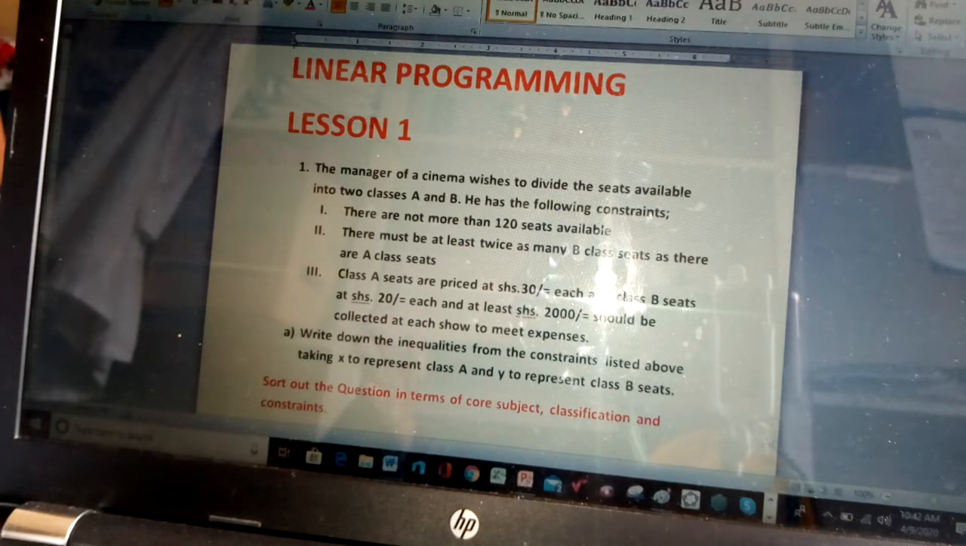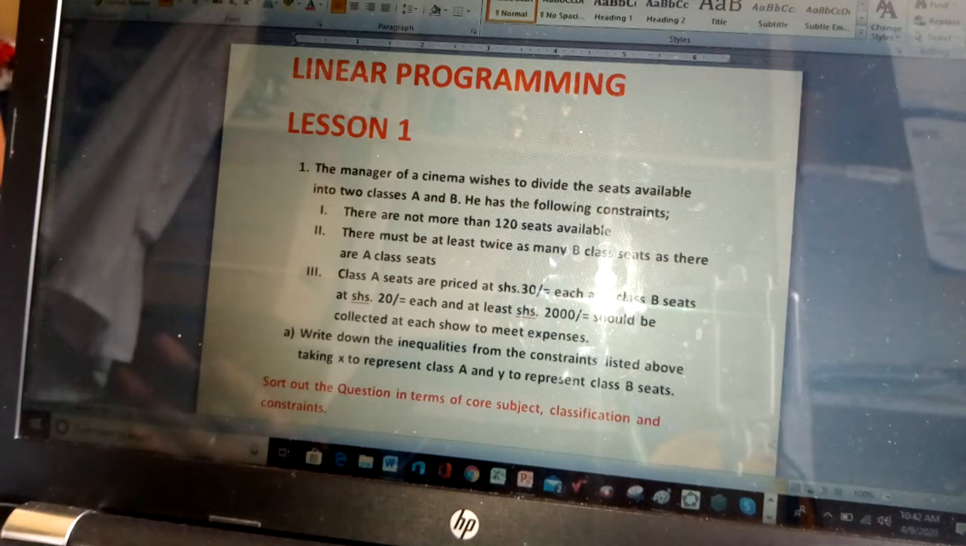The manager of a cinema wishes to divide the seats available into two classes. So there is a cinema hall, there are seats. Those seats are to be divided into two classes. Okay? The following are constraints. So these are circumstances that will lead us to the cinema show.